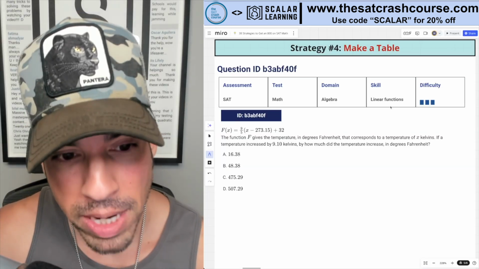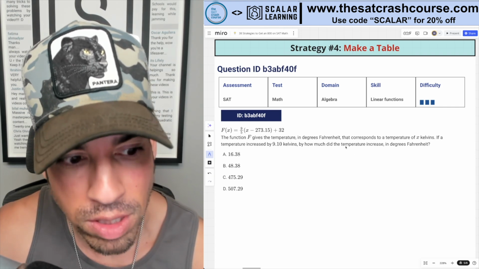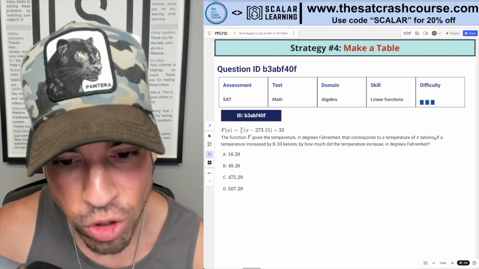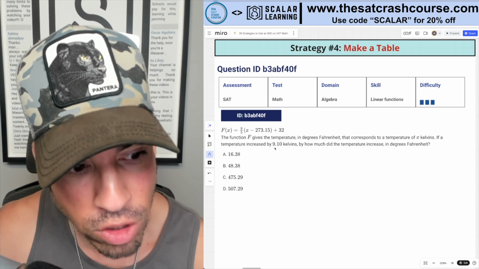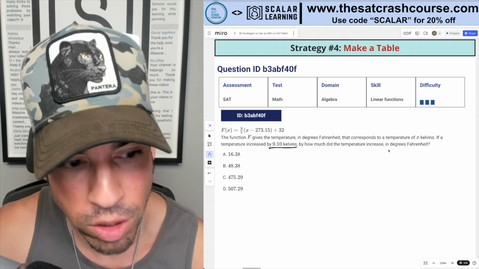Strategy number 4, make a table. Again, this is for linear functions. So check it out. We've got this equation. It says the function f gives a temperature in degrees Fahrenheit that corresponds to a temperature of x kelvins. If a temperature increases by 9.1 kelvins, by how much did the temperature increase in Fahrenheit?